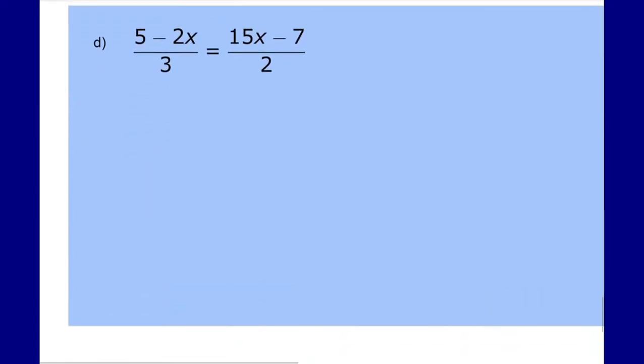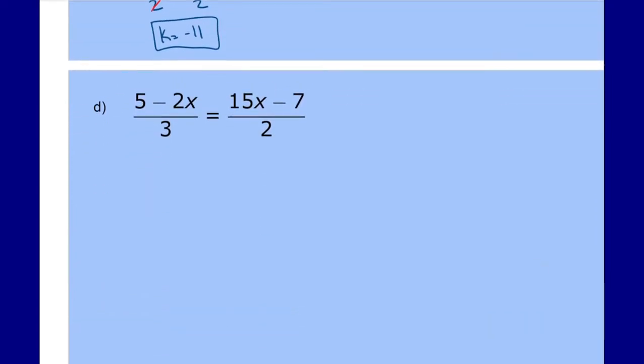So let's take a look at one example like that. Again, we have it set up where we have a fraction on one side, a fraction on the other side. There's only one term, or one fractional expression, whatever you want to call it, on either side. We're going to cross multiply. It's going to save us from having to find that lowest common denominator. So we end up with 2 times (5 minus 2x), all in brackets, equals 3 times (15x minus 7), all in brackets. Now we still need to go through and use our distributive property, but we should be okay with this because we no longer have that fraction.